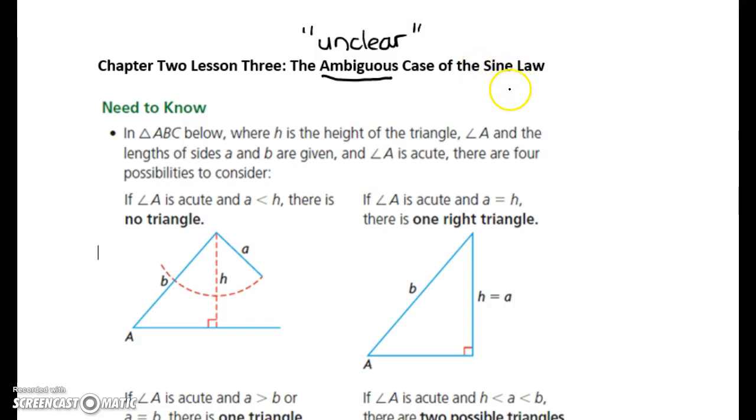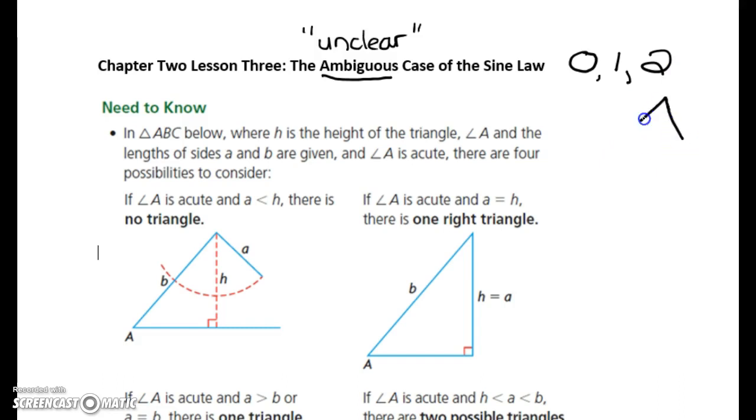And we say it's unclear because depending on the measure of your angle and the sides that you're given, you could have a number of different triangles that could be created. So there are three different possibilities. You could have 0 triangles created, you could have 1 triangle created, or you could have 2 triangles created.